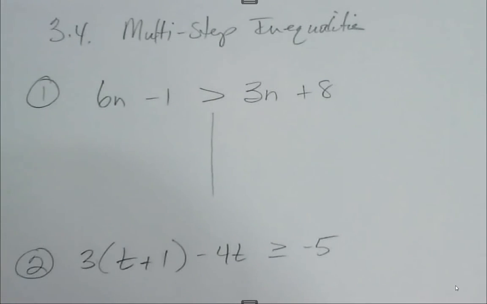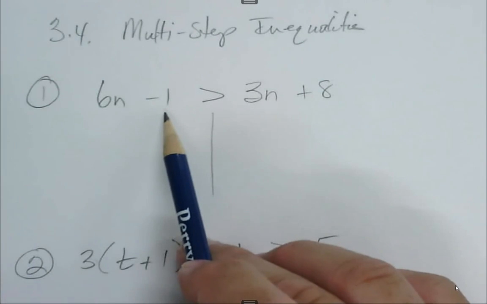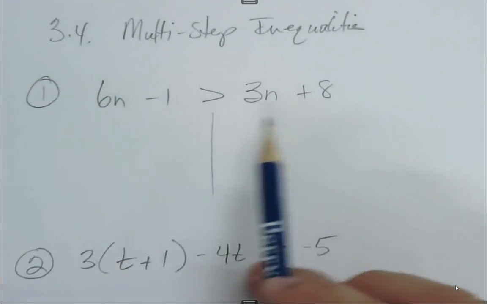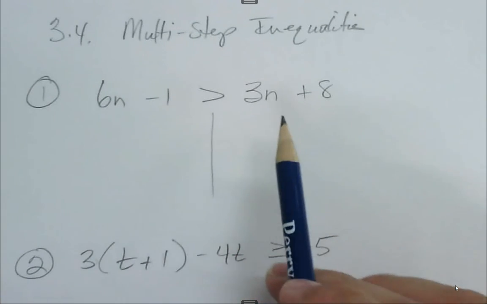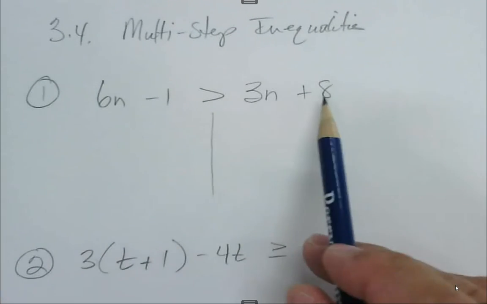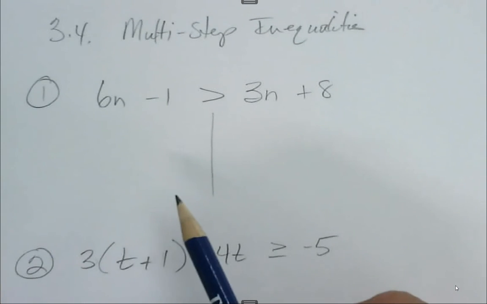And again, we could really attack this problem in 4 different ways. We could try to move this 1 to the other side. We could try to move the 6n to the other side. We could try to move the 3n or the 8 to the other side. It doesn't really matter which way you go.